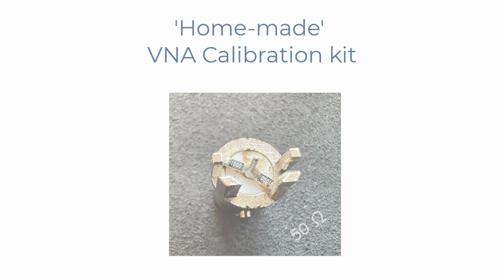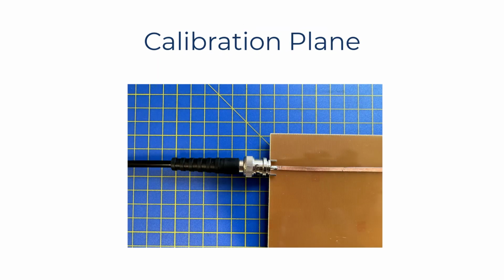outer conductors. The advantage of creating standards this way is that the calibration plane aligns with the edge of the board, directly at the start of the transmission line. This eliminates the need for de-embedding.